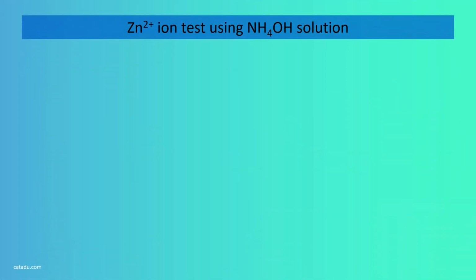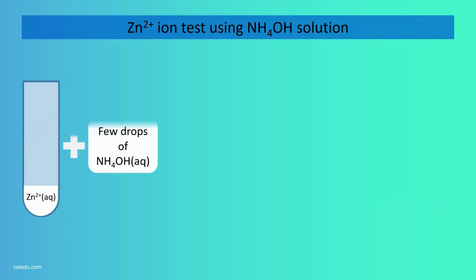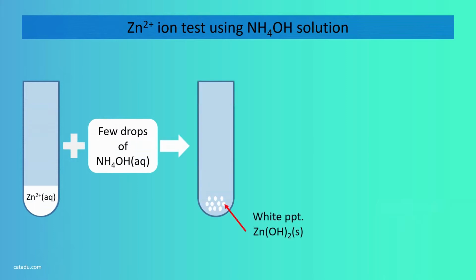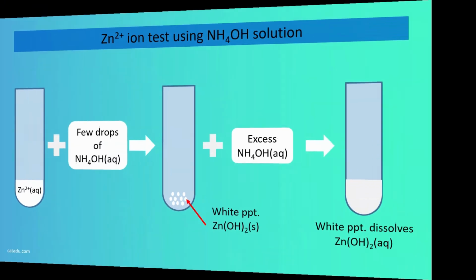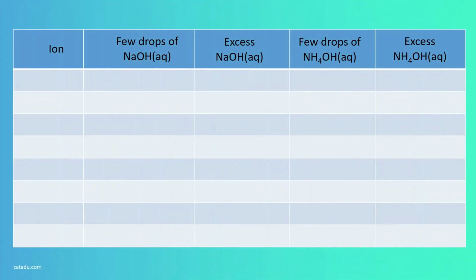Zinc 2 ion test using ammonia solution or ammonium hydroxide solution. The sample is taken. This is a colorless solution. Adding few drops of aqueous ammonia, we get a white precipitate. Adding excess aqueous ammonia, the precipitate dissolves. These are the tests of all the cations.